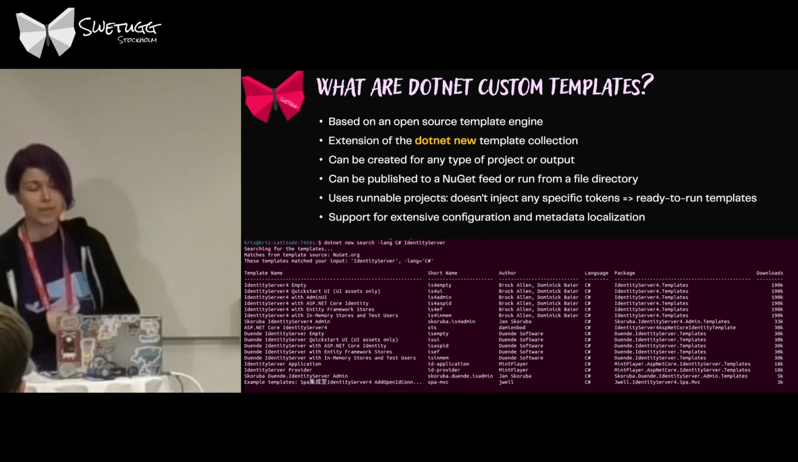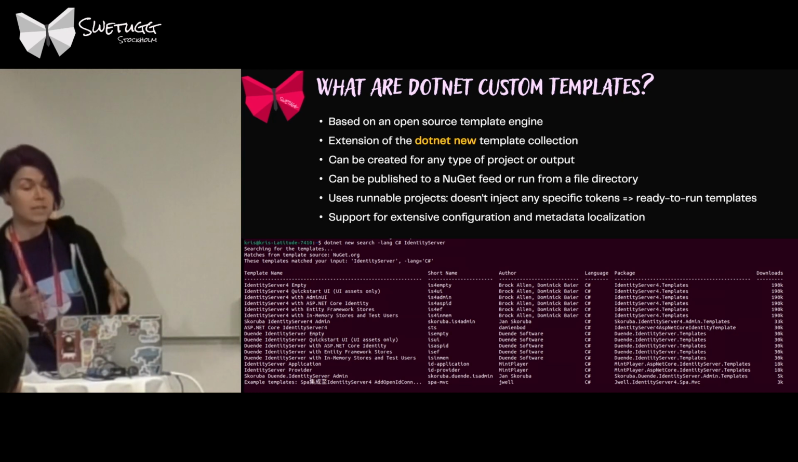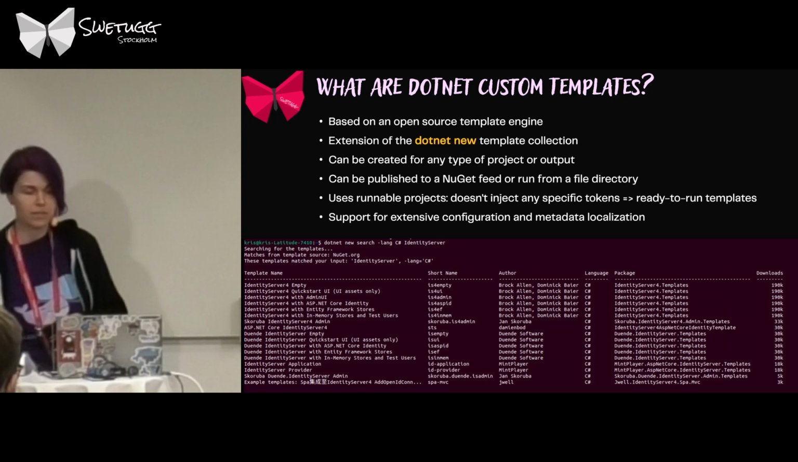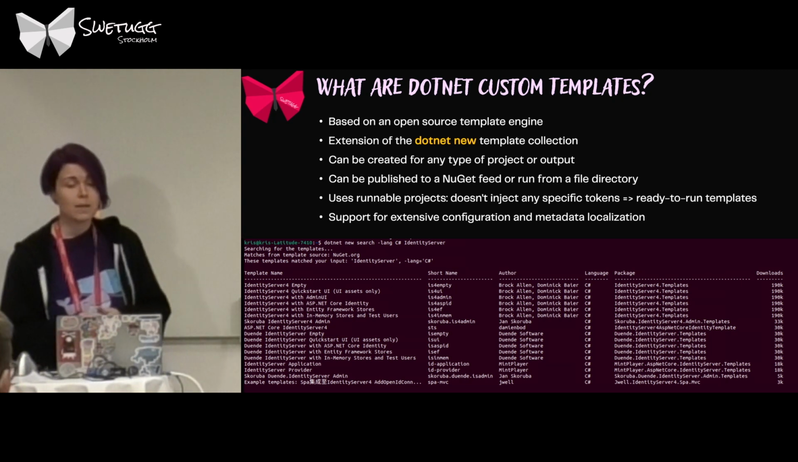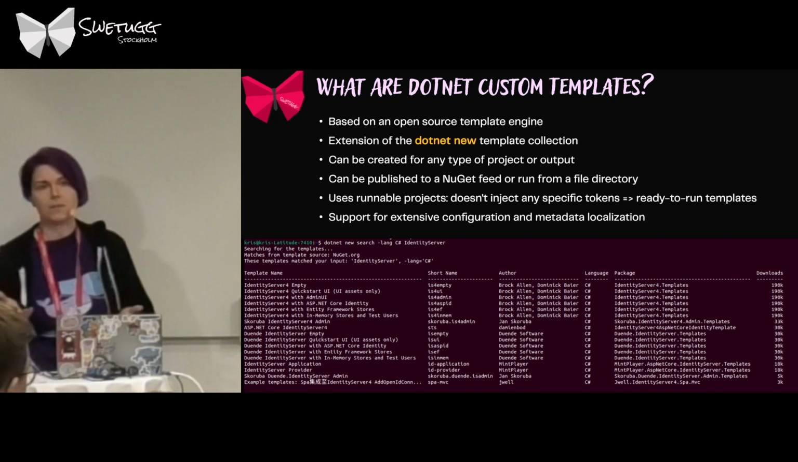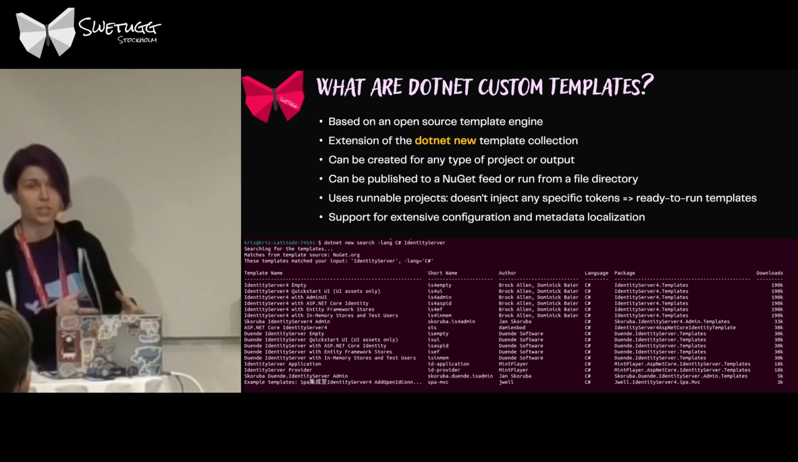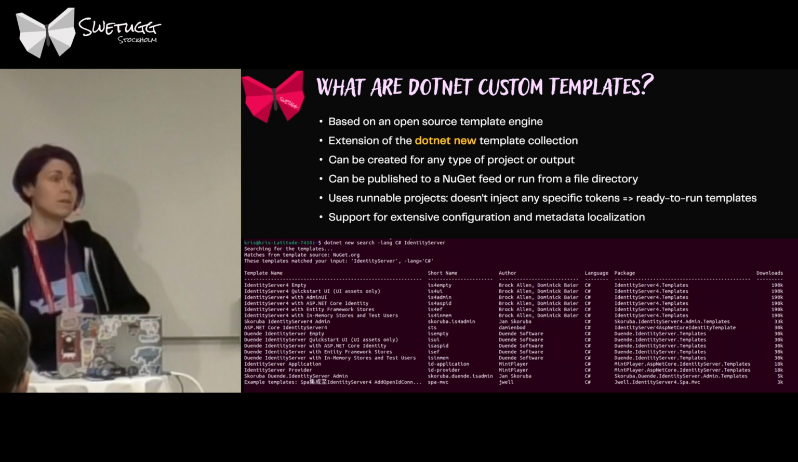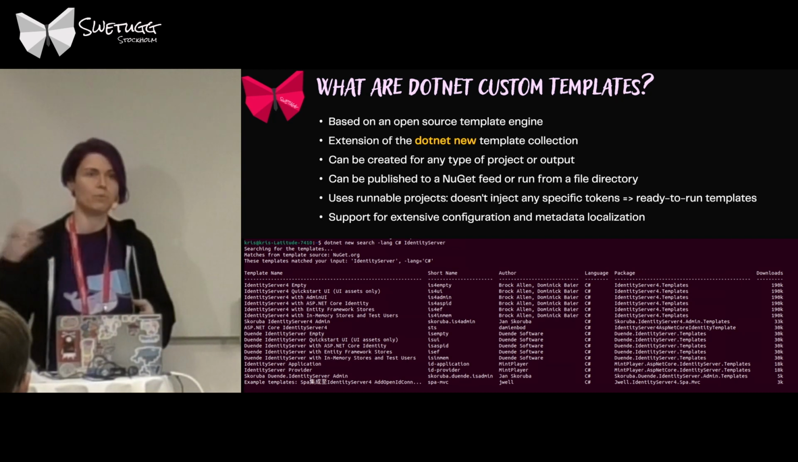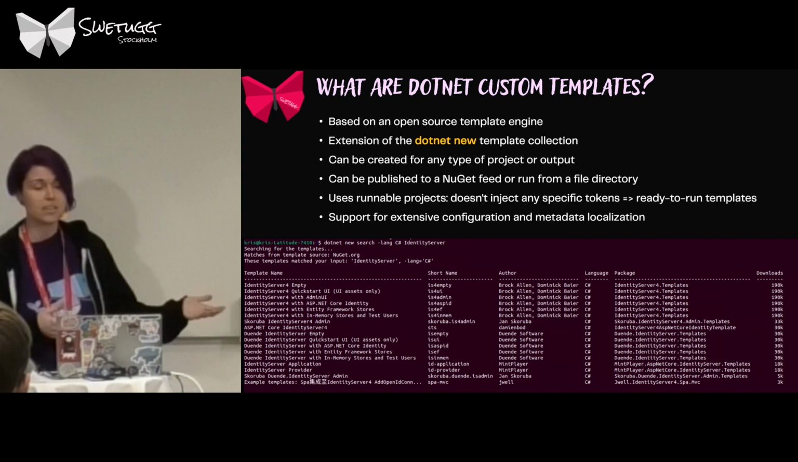The template engine is open source, and you can find it on GitHub and check it out. I will share some of the resources afterwards. But what is cool about this as well is that you can create any type of template. You don't need to create a .NET project with the templates. You can just create a collection of scripts that you want to be reused across teams. You can create a Python application template.